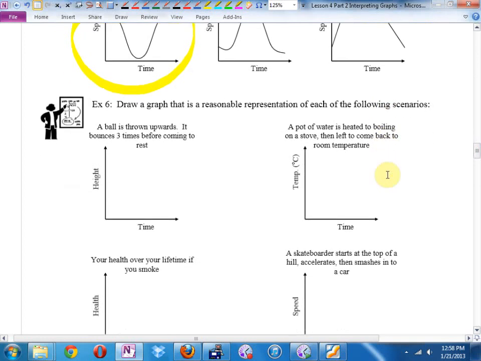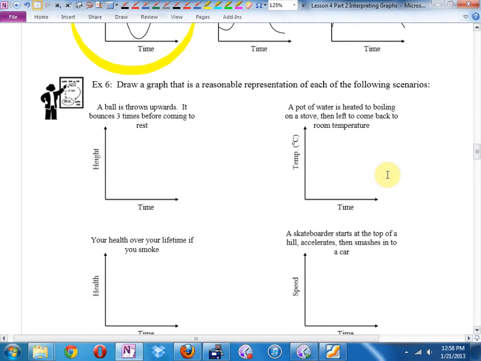Let's see if we can sketch some. Draw a graph that is a reasonable representation. A ball is thrown upwards. It bounces 3 times before coming to a rest. Okay. So, I'm going to throw it. At time 0, is the ball on the ground right now? How high? You know what? Let's eyeball it. Let's say, Brody, about that high. It's a qualitative graph. No numbers. I know it's not on the ground. Throw it up.